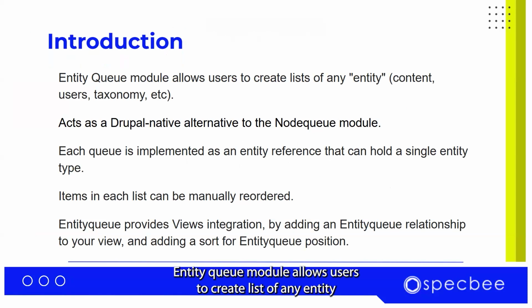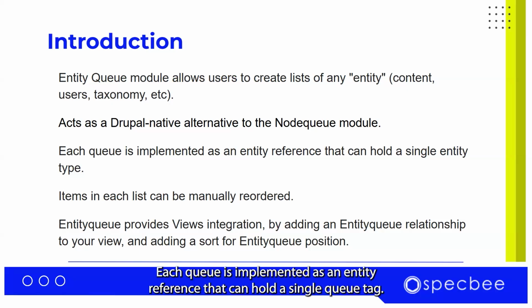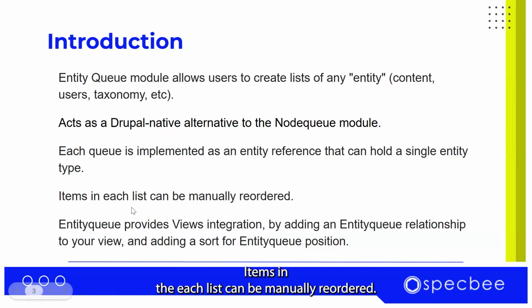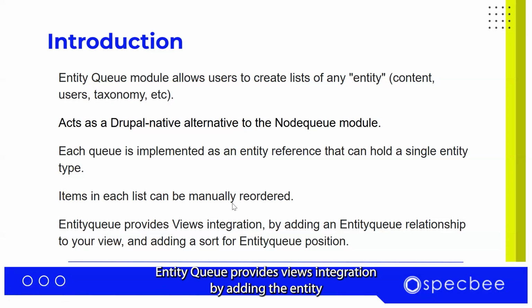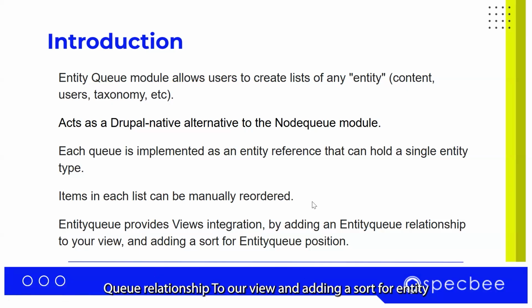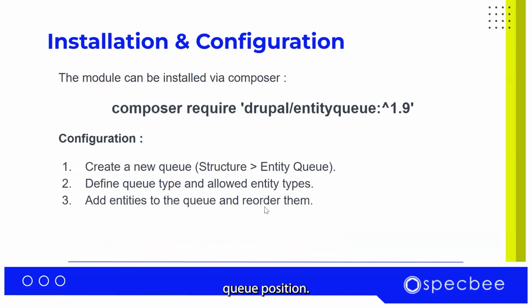The entity queue module allows users to create lists of any entity, that is content, users, taxonomy, etc. It acts as a Drupal native alternative to the node queue module. Each queue is implemented as an entity reference that can hold a single queue type. Items in each list can be manually reordered. Entity queue provides views integration by adding an entity queue relationship to our view and adding a sort for the entity queue position. For installation, we can install this via Composer using this command.